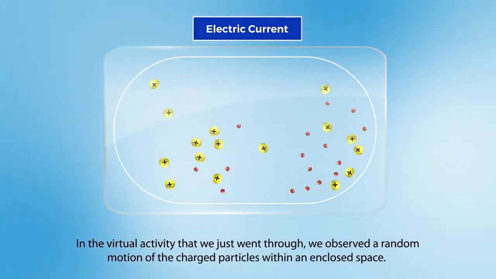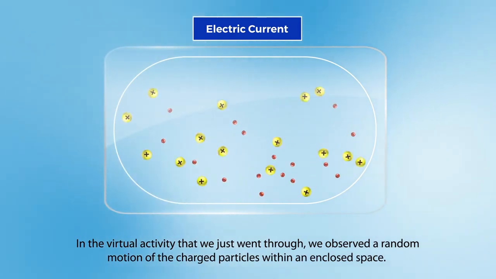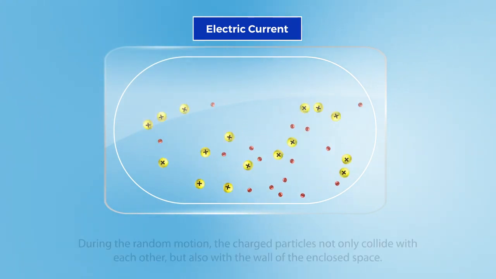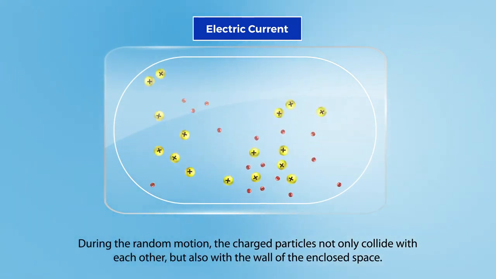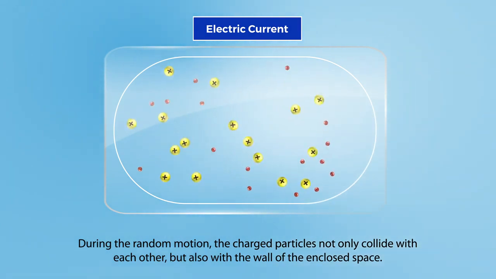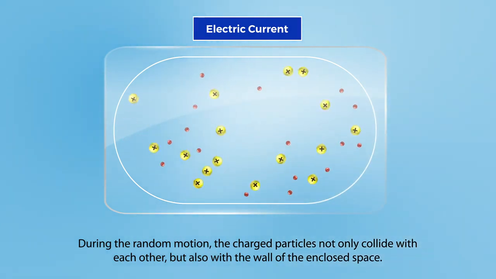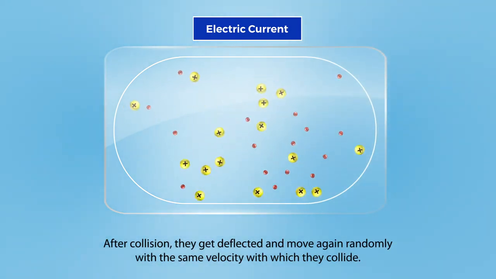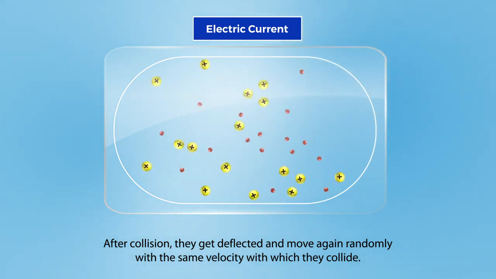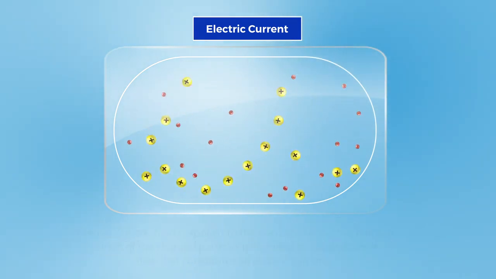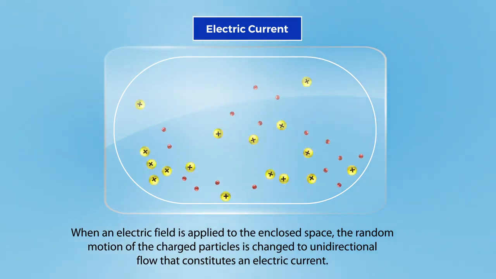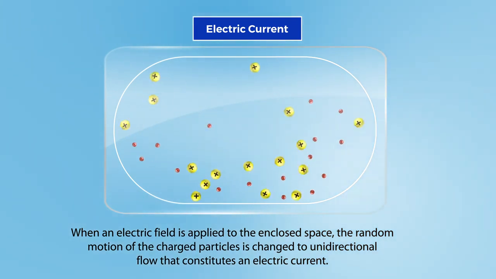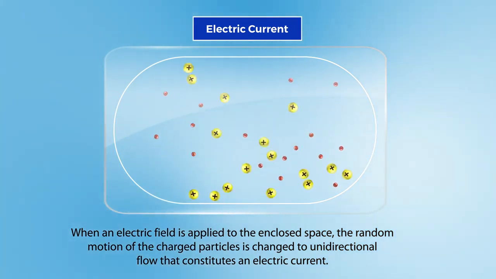In the virtual activity that we just went through, we observed a random motion of the charged particles within an enclosed space. During the random motion, the charged particles not only collide with each other but also with the wall of the enclosed space. After collision, they get deflected and move again randomly with the same velocity with which they collide. When an electric field is applied to the enclosed space, the random motion of the charged particles is changed to unidirectional flow that constitutes an electric current.